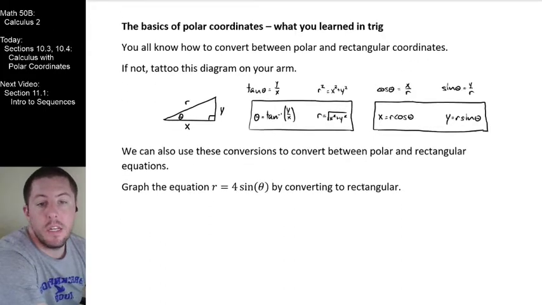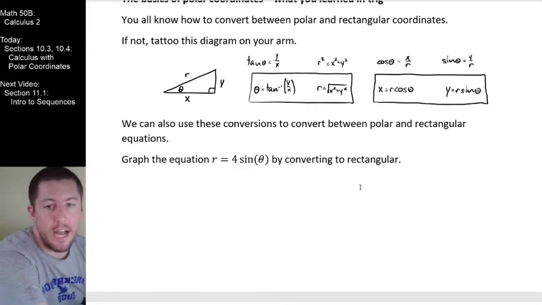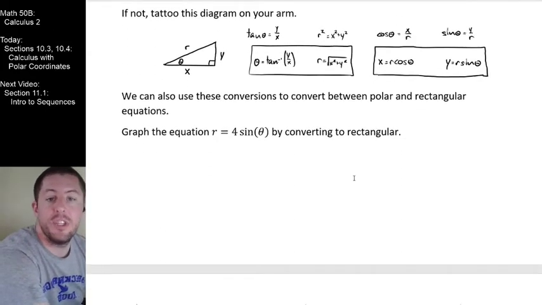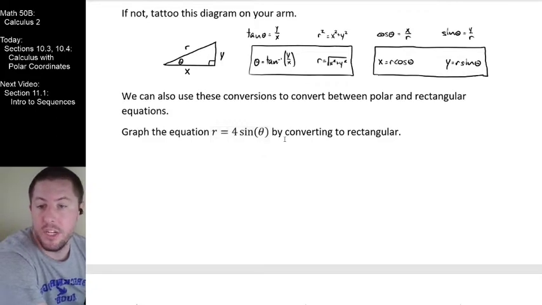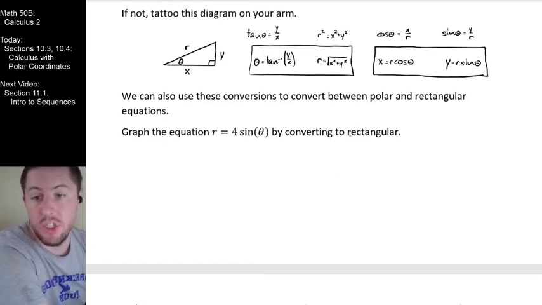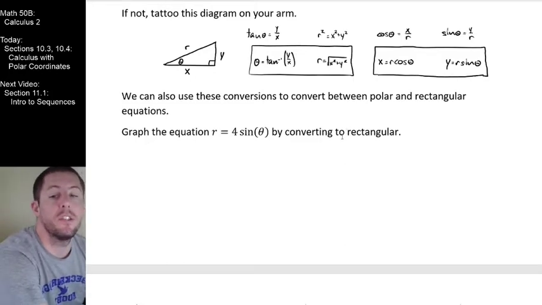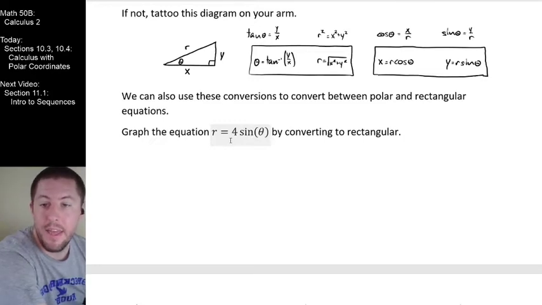We can also use these to convert between polar and rectangular equations, not just locations. So here's an example we should do right here. What I would like us to do right now, and you should pause the video and do this yourself, is graph this equation. The reason you should know how to graph this equation is because you can convert this to rectangular coordinates, and you should recognize the general form of the graph. So I suggest that you pause your video for a moment and see if you can convert this to rectangular coordinates and then determine what the graph should end up looking like.